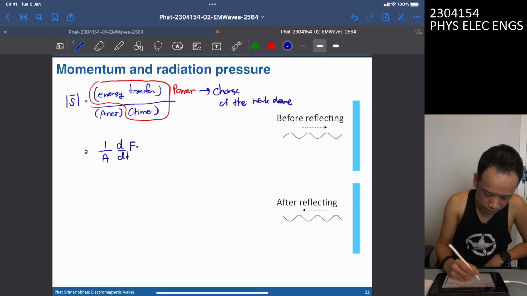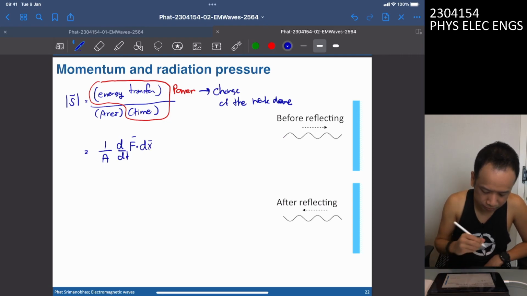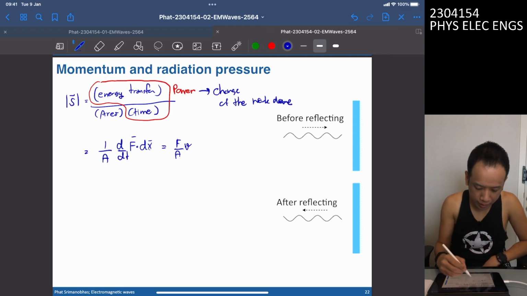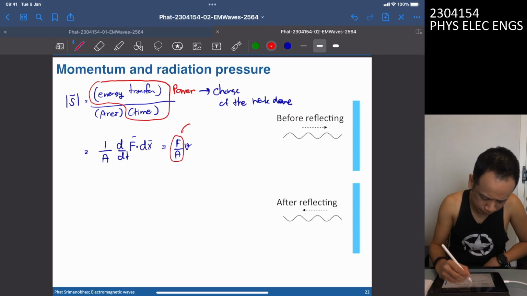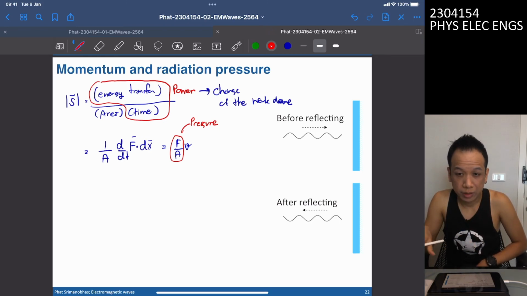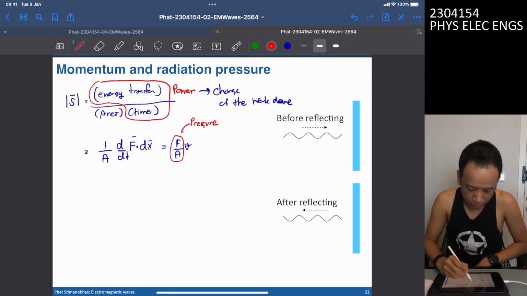So work done is F dot dx, right? So what you have is F over A times V, right? dx by dt is the velocity. So F over A, this is what we call pressure. I think you learned that from fluid dynamics, okay? So yeah, this is a pressure.